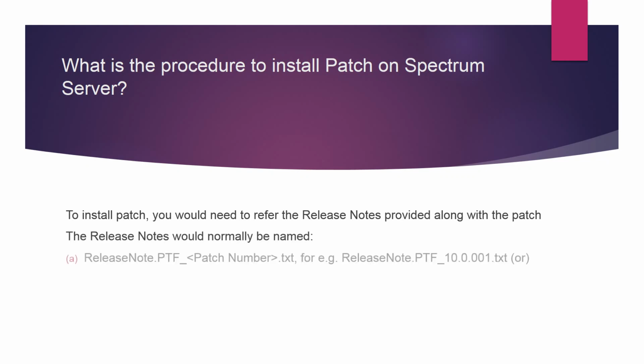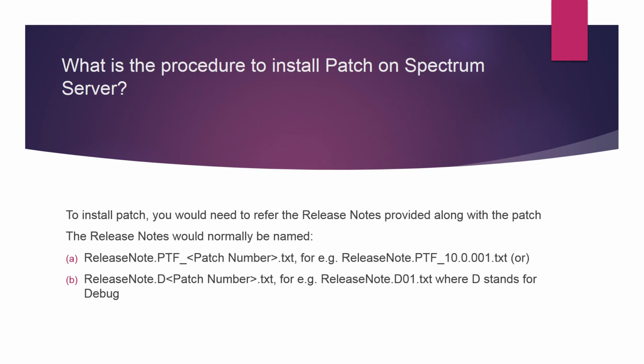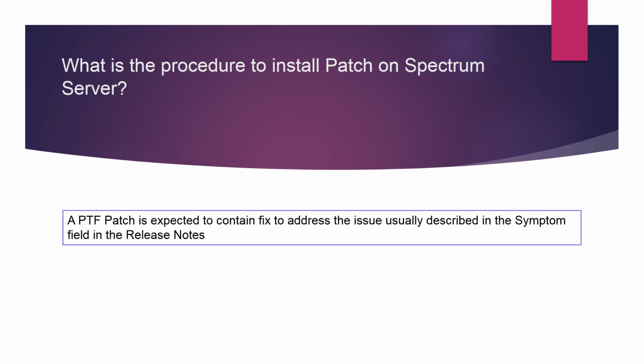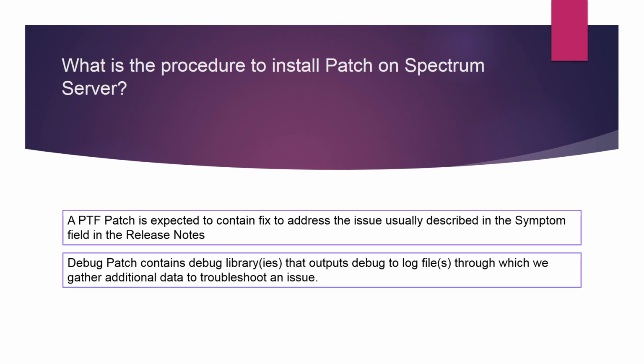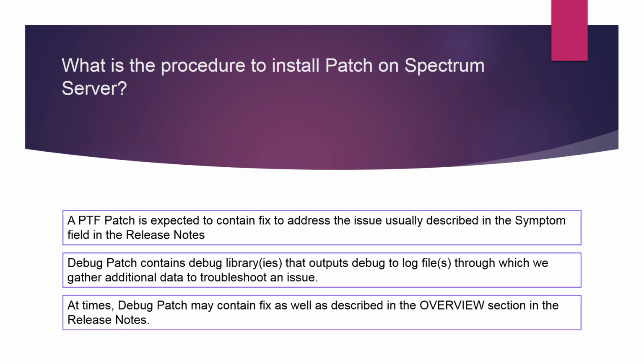The release notes would normally be named releaseNote.ptf_patchNumber or releaseNote.dpatchNumber, where D stands for debugging. A PTF patch is expected to contain a fix to address the issue usually described in the symptom field in the release notes, whereas a debug patch contains debug libraries that output debug to log files, through which we gather additional data to troubleshoot an issue. At times, a debug patch may contain a fix as well, as described in the overview section in the release notes.